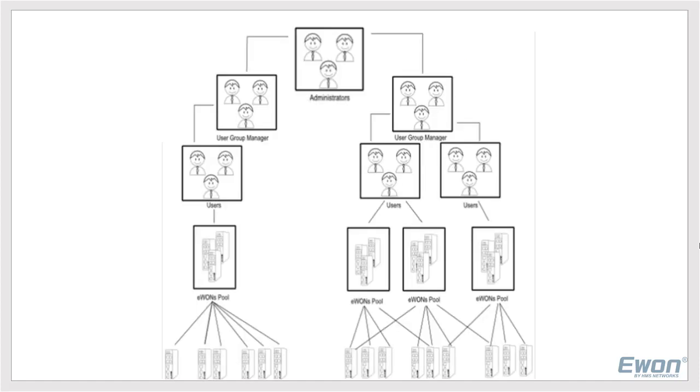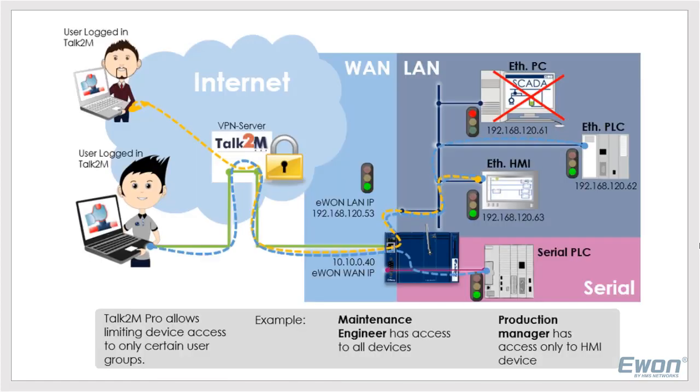An E1 can belong to more than one E1 pool, and a user can belong to more than one user group. This allows us to make sure the right users can access the right remote assets with a single user login. User groups can also be used to grant or deny access to equipment behind the E1 using Talk2M Pro's firewall feature. More information about the firewall levels and user access rights available for Talk2M Pro is available on our support site.